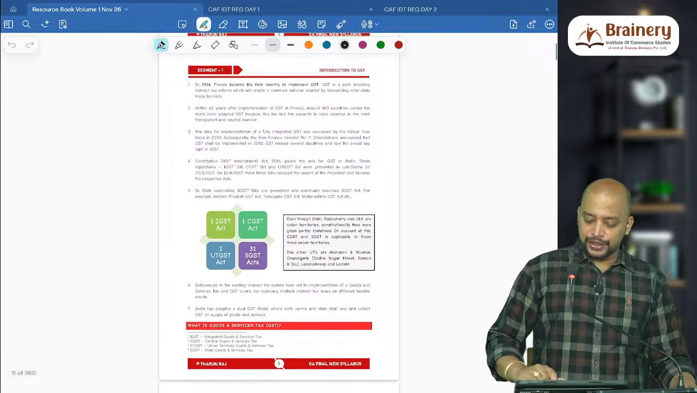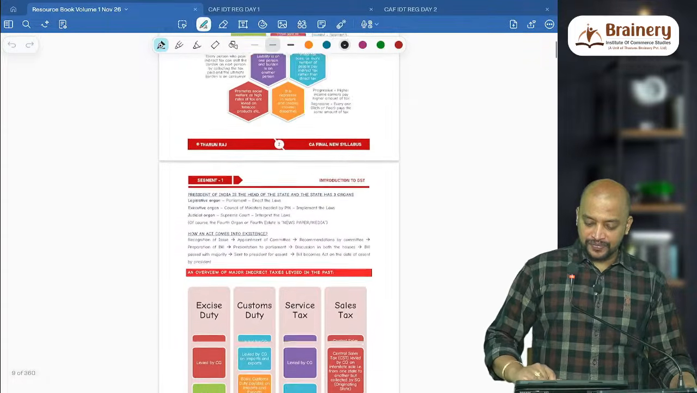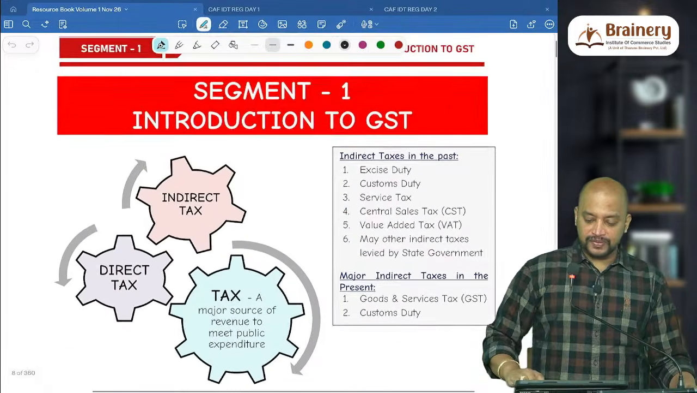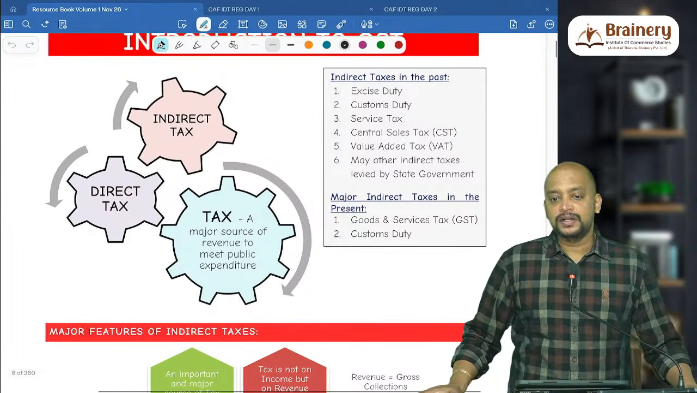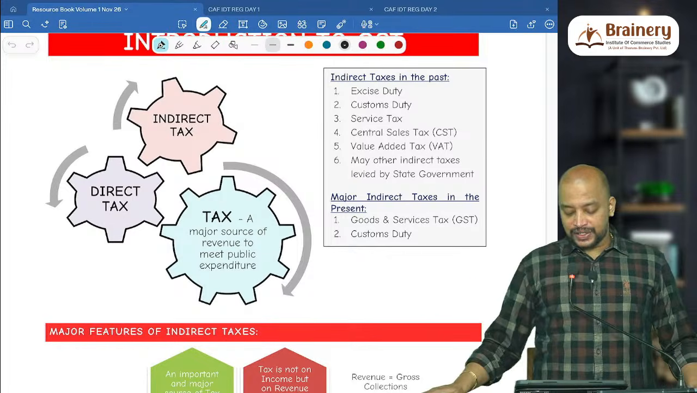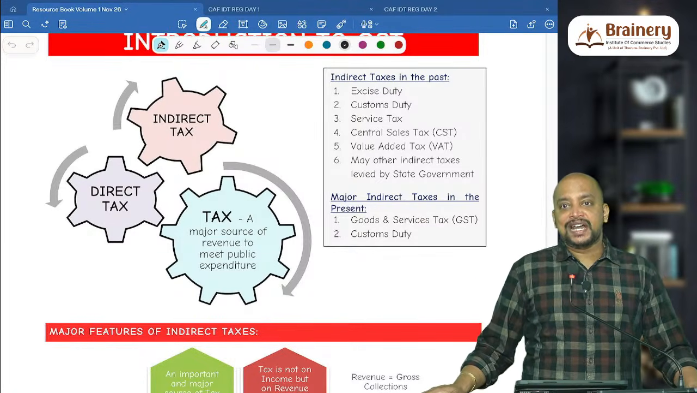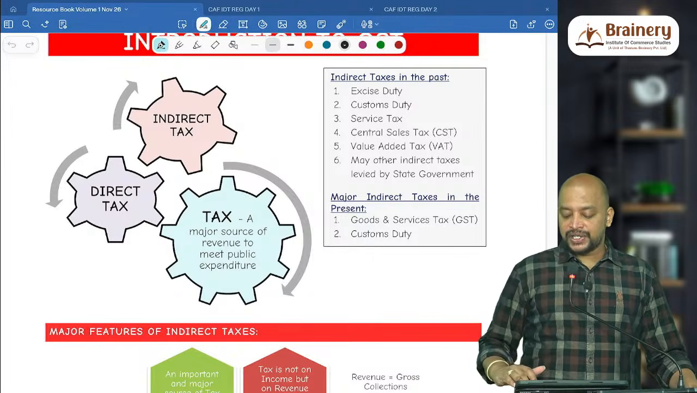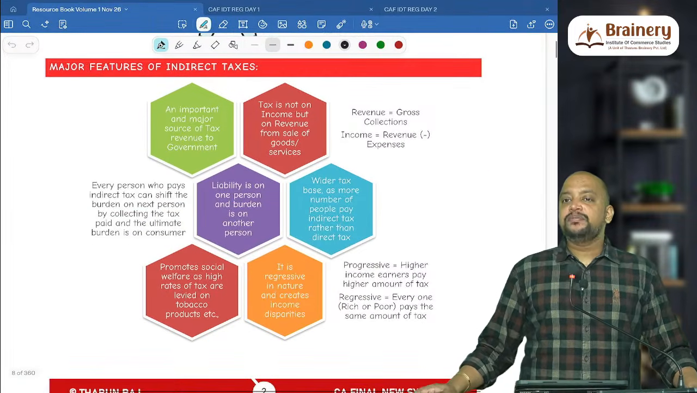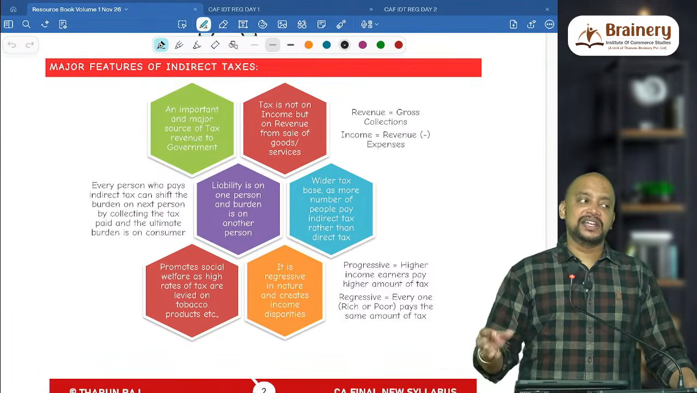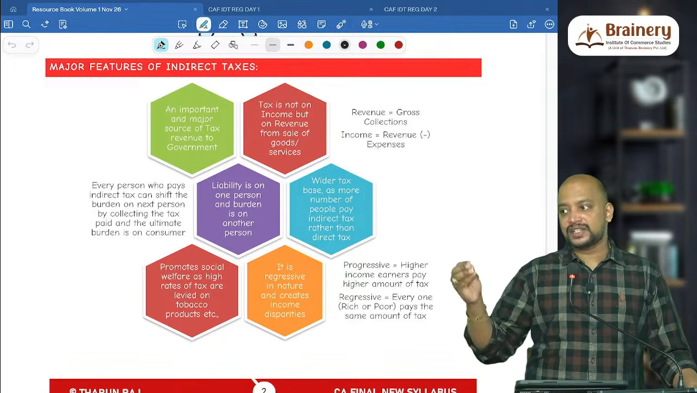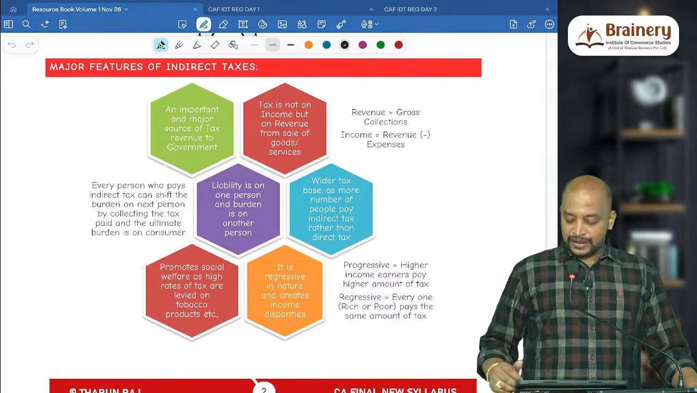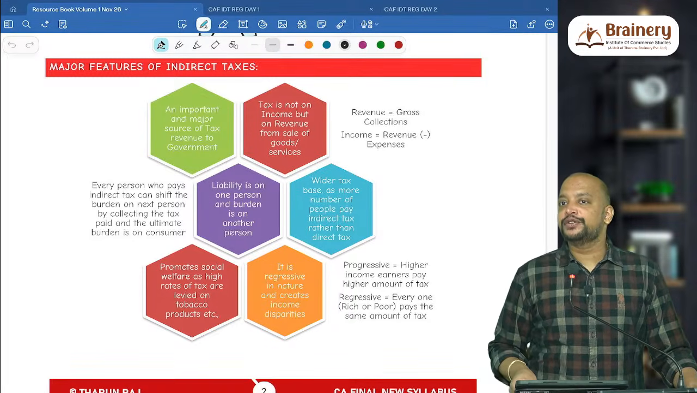So please look into your book, page number 2. I have already completed this discussion: the difference between direct tax and indirect tax, the indirect taxes in the past and the major indirect tax in the present, and the major features of indirect taxes. It is given in the study material as one paragraph, but it's not important, we already know that. It is one of the major sources of revenue to government.